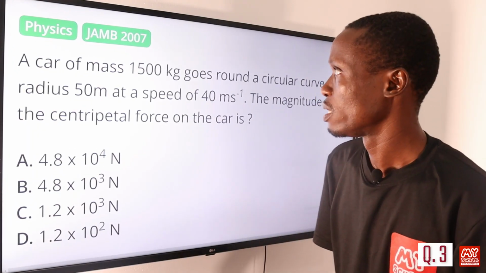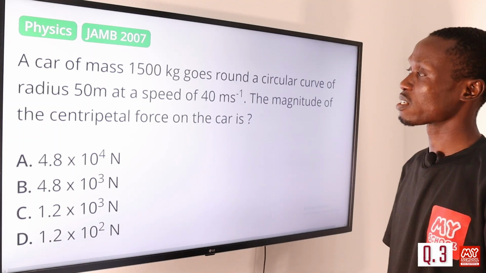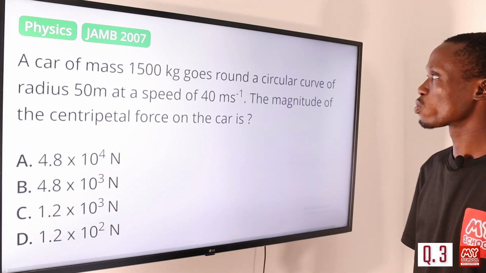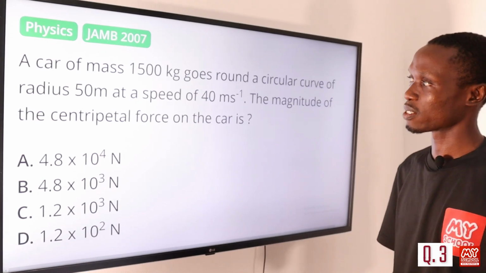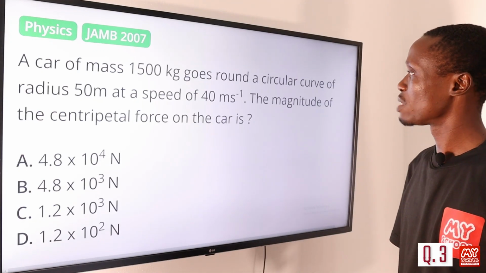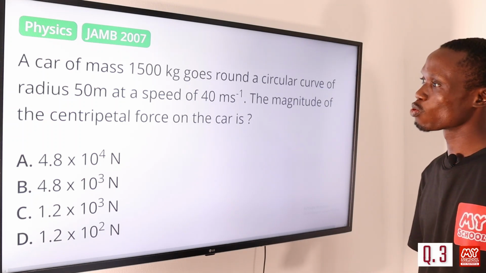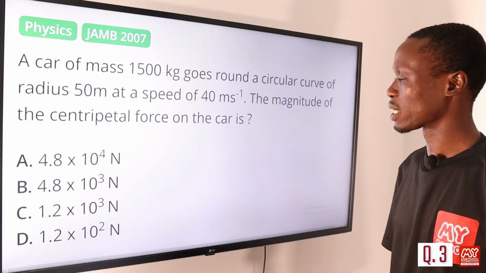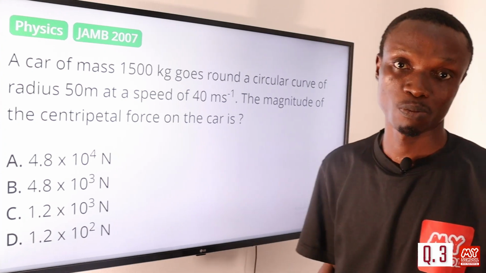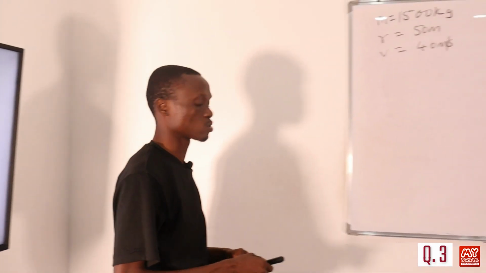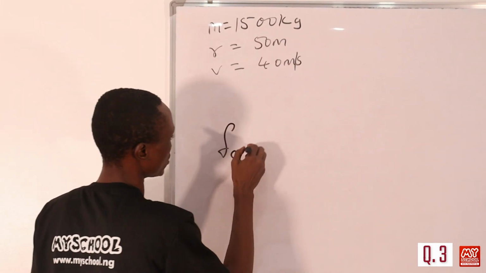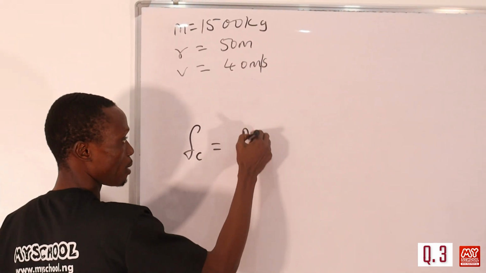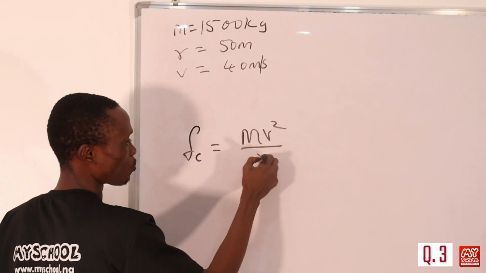Question 3. A car of mass 1500 kilogram goes round a circular curve of radius 50 meters at a speed of 40 meters per second. The magnitude of the centripetal force on the car is... So let's return back to the board to provide the answer. Remember that centripetal force Fc can be calculated by using the formula m times v squared all over r.